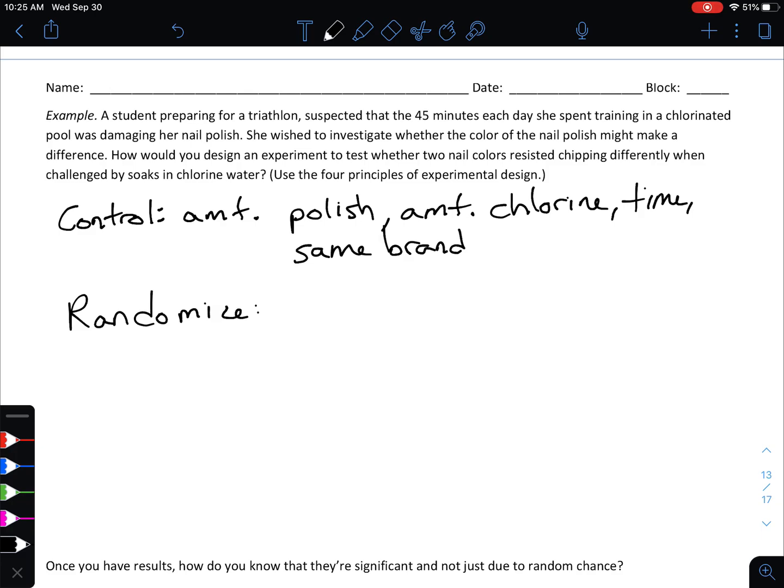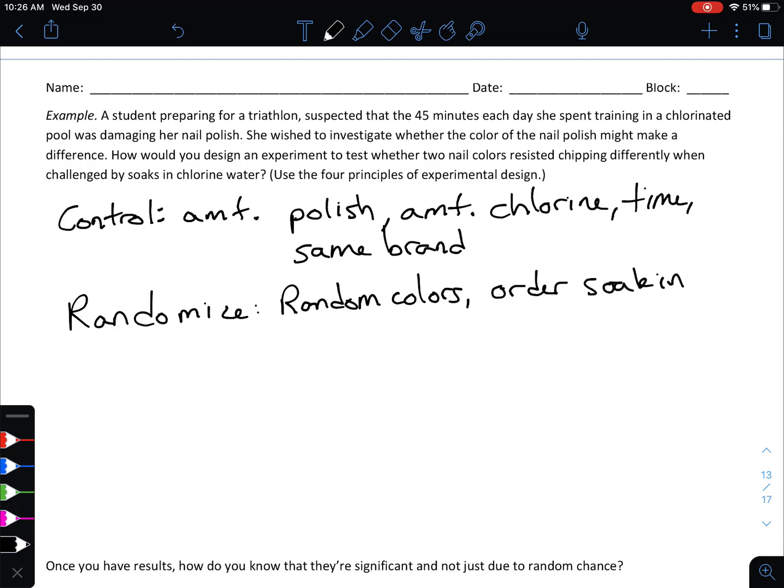So when we randomize, we can do a couple of different things. We can probably do different random colors, so randomly select the 2 colors that you're going to use. One thing that you can always do when you're randomizing is randomly select the order that you soak in.